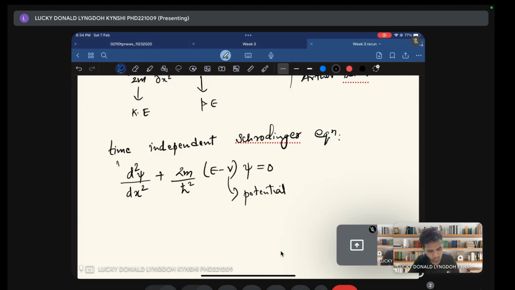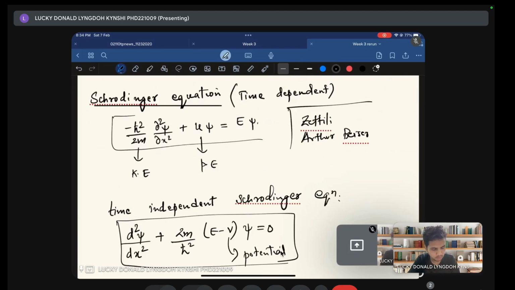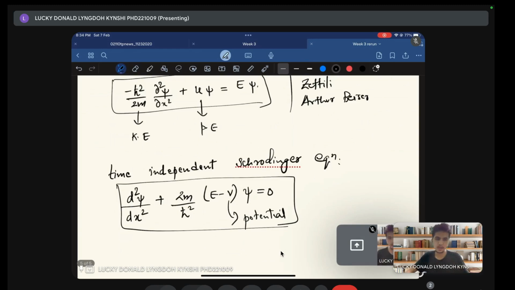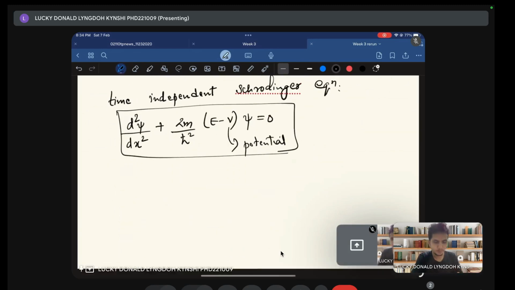So there are two very important equations: the time dependent Schrodinger equation as well as the time independent Schrodinger equation. I will not derive them here because it is a little long derivation. We'll just take the final result. If you want the derivation, you can have a look at the reference book.